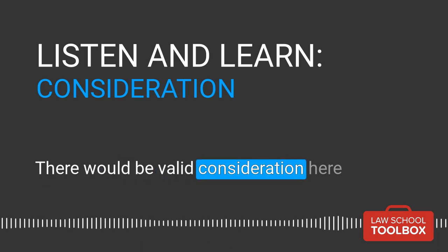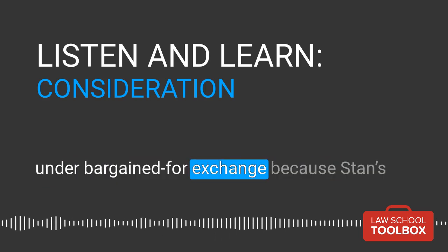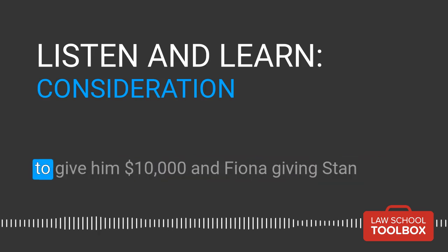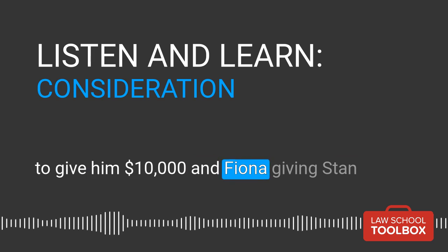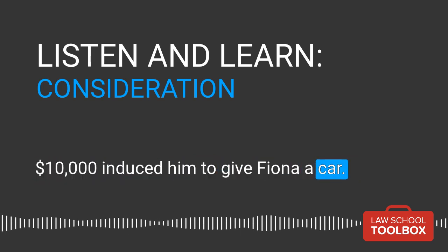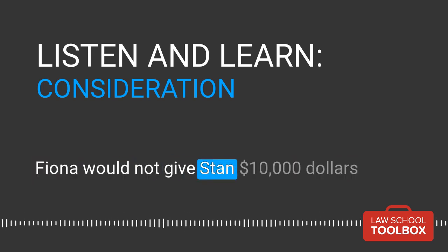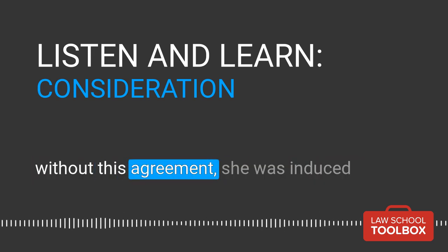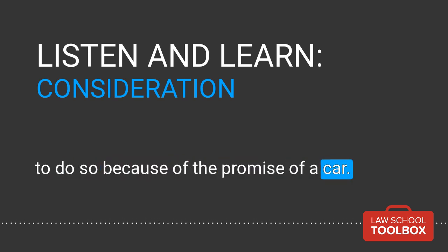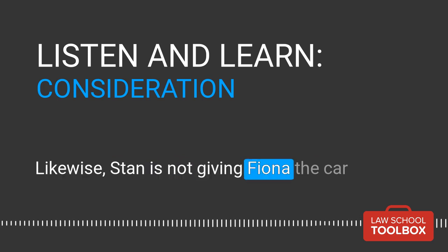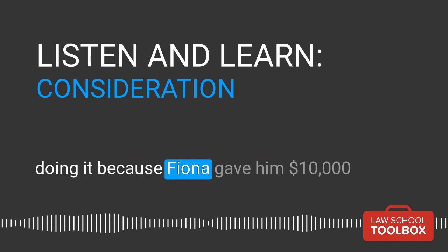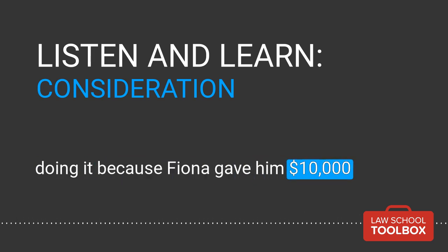There would be valid consideration here under bargained for exchange because Stan's promise of a car induced or caused Fiona to give him $10,000, and Fiona giving Stan $10,000 induced him to give Fiona a car. Fiona would not give Stan $10,000 without this agreement. She was induced to do so because of the promise of a car. Likewise, Stan is not giving Fiona the car out of the goodness of his heart. He is doing it because Fiona gave him $10,000.